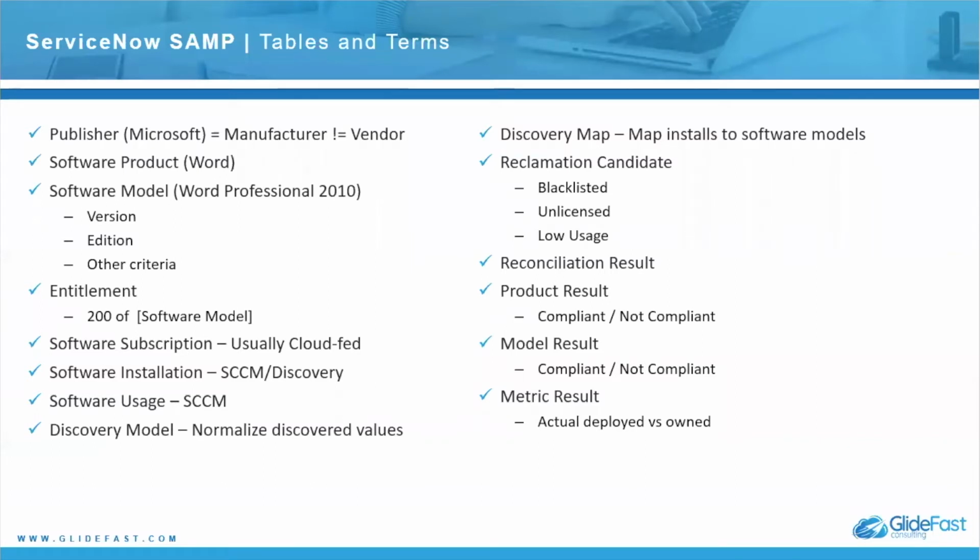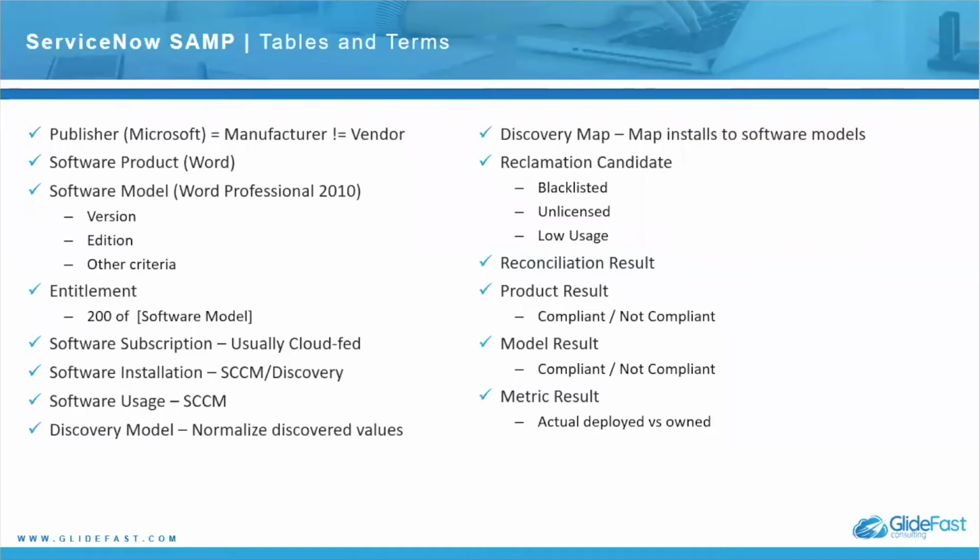We have two confusing terms. One is discovery model and one is discovery map. These easily get mixed up. I still mix them up all the time. The discovery model helps us normalize the discovered values. So what we get from SCCM and Discovery, we normalize those into our publishers, products, and models. The discovery map is what then takes those installation records that we've discovered and maps them to the appropriate software model. Really confusing. You really don't have to get into that a whole lot, but just know that we do work with Discovery and how we map those software installations for usage.